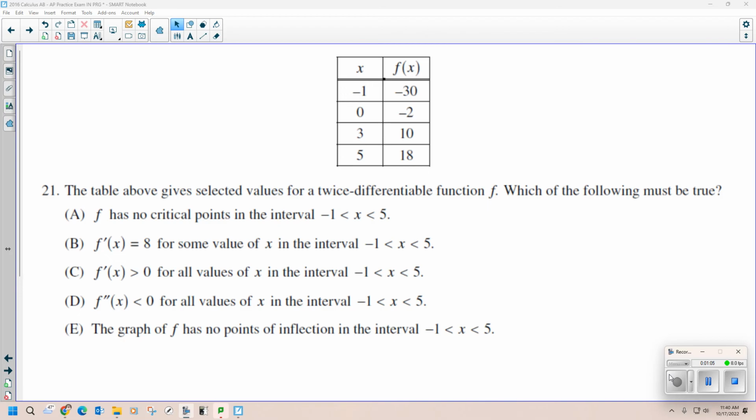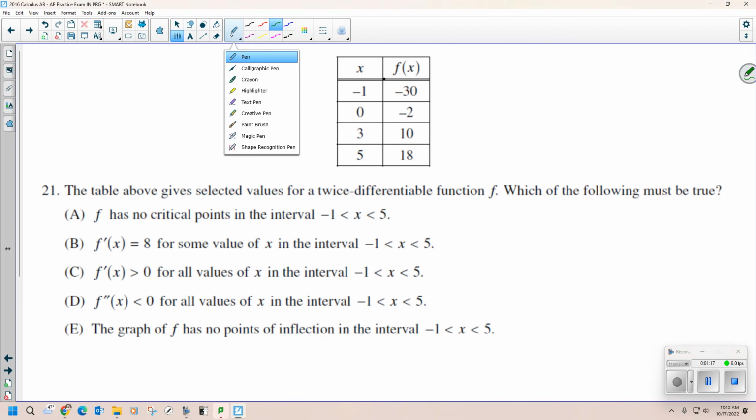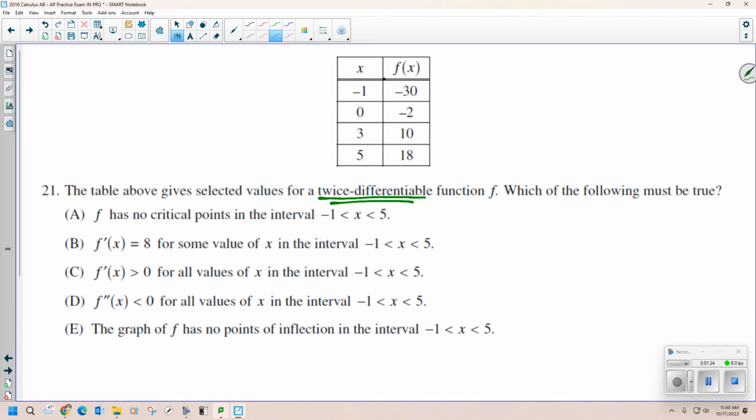Question 21 says, the table above gives selected values for a twice differentiable function f. Which of the following must be true? So just to remind you, if it is twice differentiable, we could take the derivative twice everywhere, and it's also continuous, okay? So which of the following must be true? In any circumstance, we're picking an option that'll be true no matter what. Not true sometimes, but true all the time.